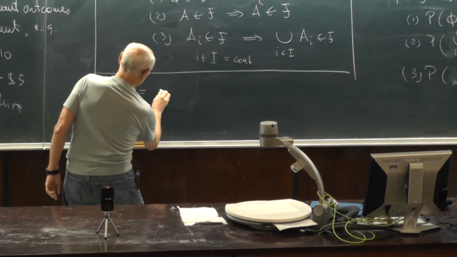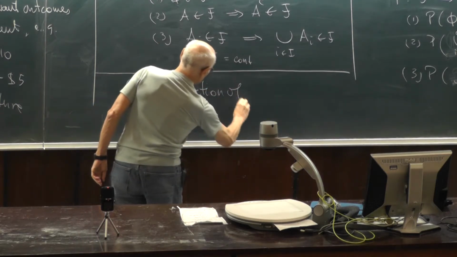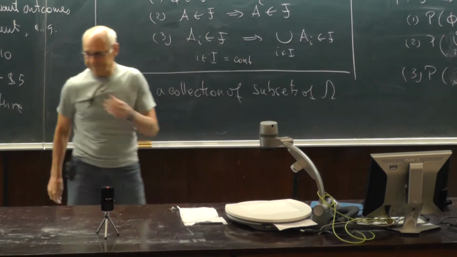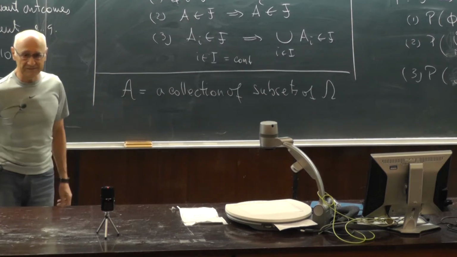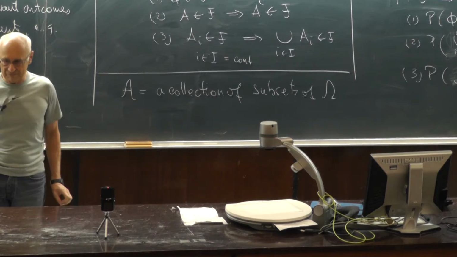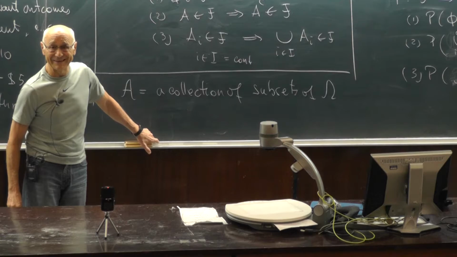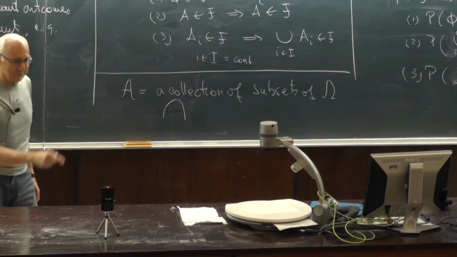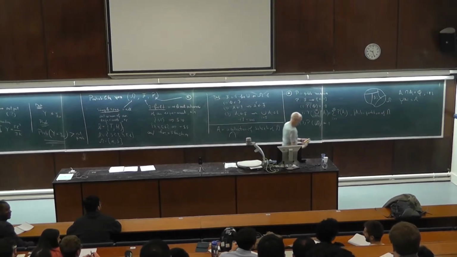A is a collection of subsets of omega. Okay. So it would be a task for us this afternoon to show something very small. If we're looking at this, the intersection, you cannot see here, right? Okay, I'm going to move here.